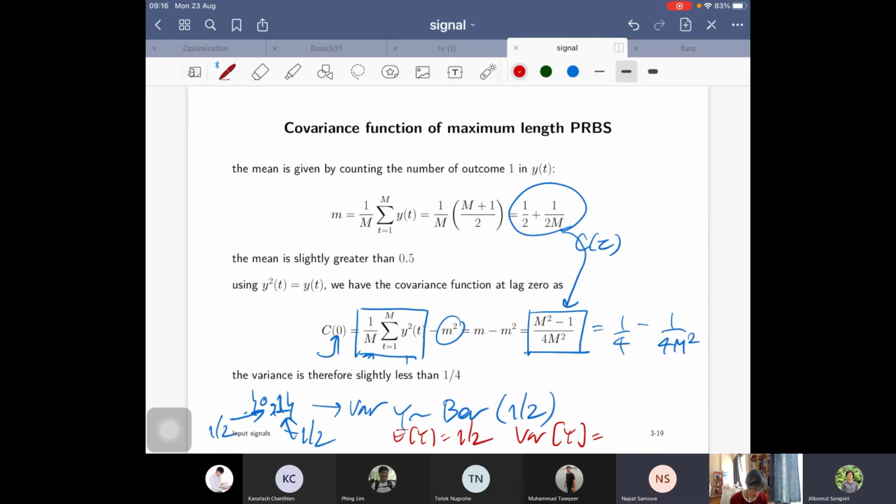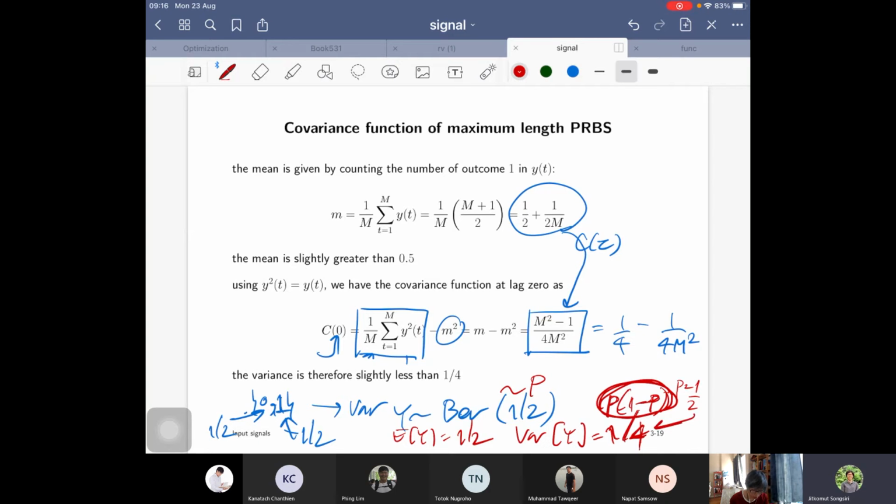Yes, it will be 1/4. Right, 1/4. So for a Bernoulli random variable with probability of success p, the variance is p times 1 minus p. So when p equals 1/2, the variance is 1/4.